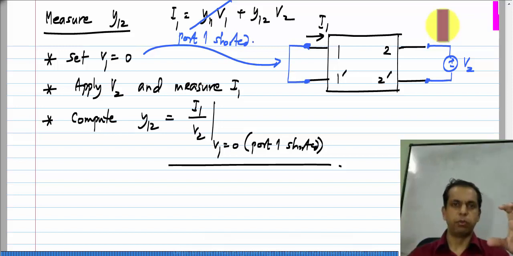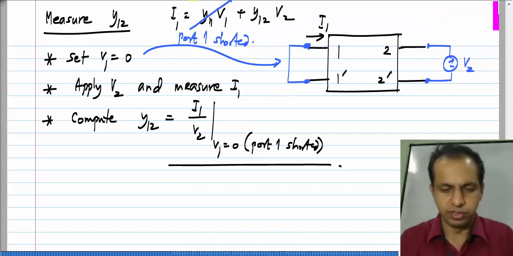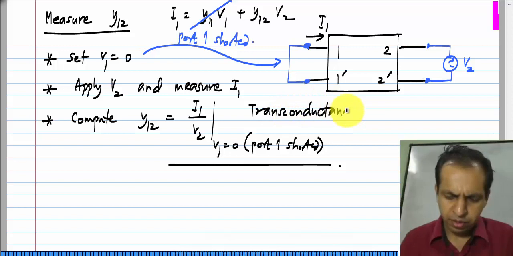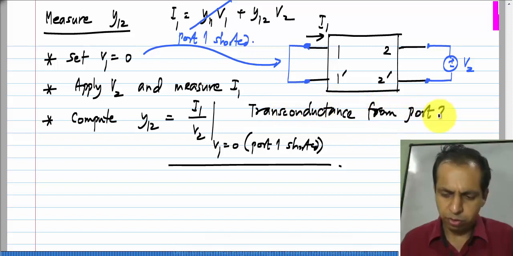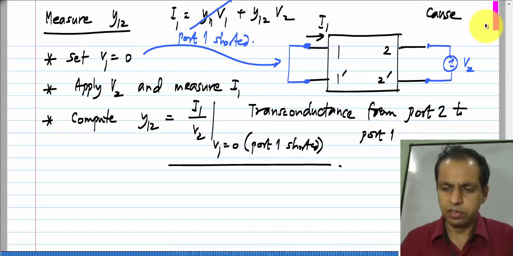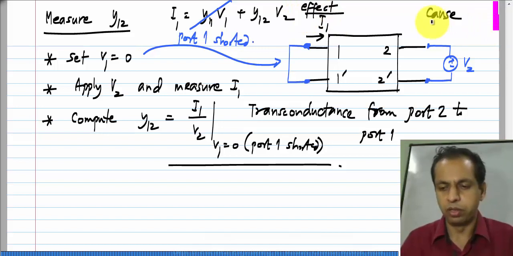If you apply the voltage at a port and measure the current at the same port, you will be measuring the conductance. If you apply a voltage at some port, and measure the current at some other port, you will be measuring the transconductance. So, this can also be called transconductance from port 2 to port 1. That is, the cause, the stimulus is on port 2 and the effect or the response is on port 1.